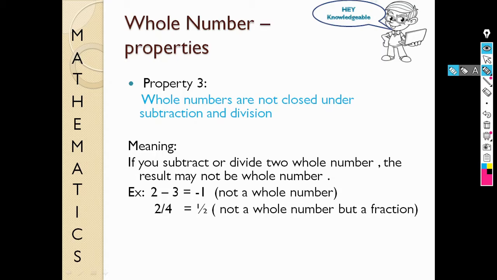So what does the third property tell? Whole numbers are not closed under subtraction and division. It means that if you subtract or divide two whole numbers, the result may not be a whole number. Here are some examples. Suppose you subtract 3 from 2, then it gives you -1. That is not a whole number. If you divide 2 by 4, then it gives you half. This is not a whole number. This is a fraction.